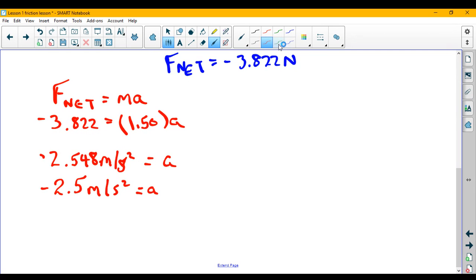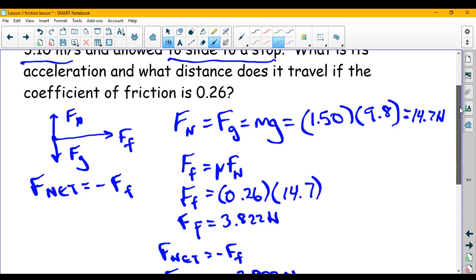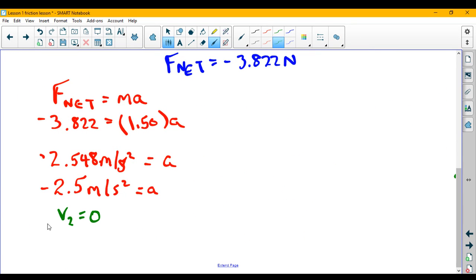The next thing I need to think about is my distance. It wants to know how far did it travel. But I know other things. I know that V2 is 0 because it slides to a stop. I also know from the question way up here that it started at 3.10 meters per second. So I know V1. What does that mean to find my distance?